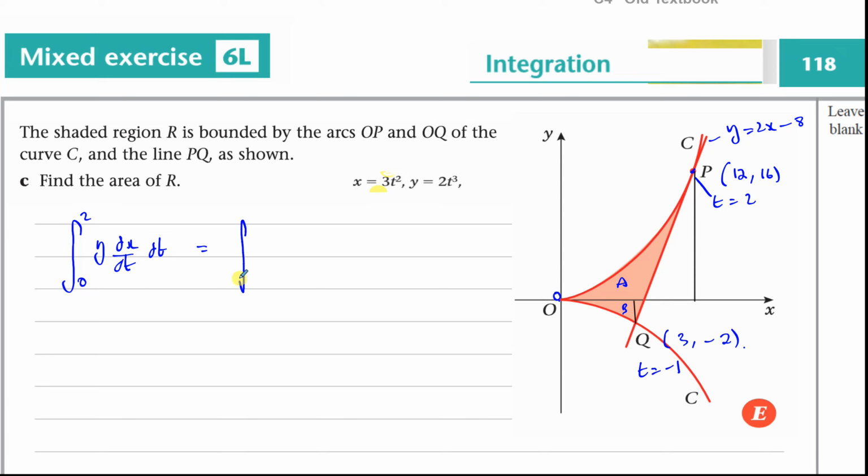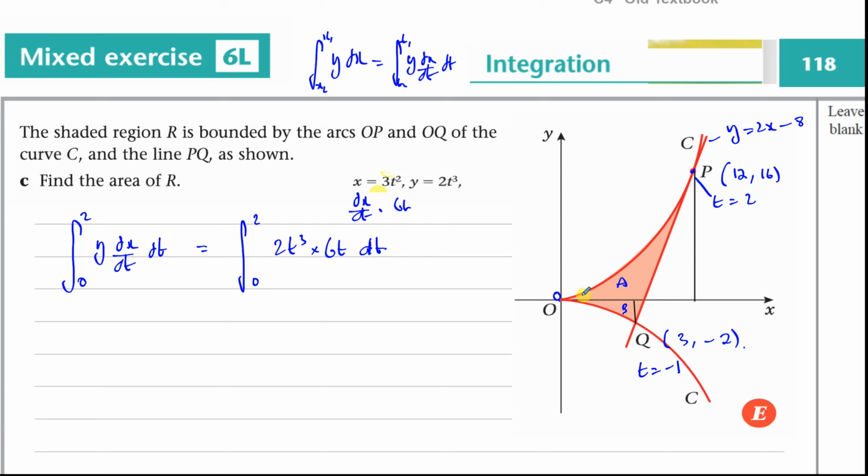So this is the integral between 0 and 2 of y, which is 2t cubed, times dx/dt, which is 6t, times 6t dt. When you want to integrate y with respect to x but you have a parametric equation, you say the integral of y dx/dt dt. Here the limits would be in terms of x. Here the limits will have to be in terms of t.